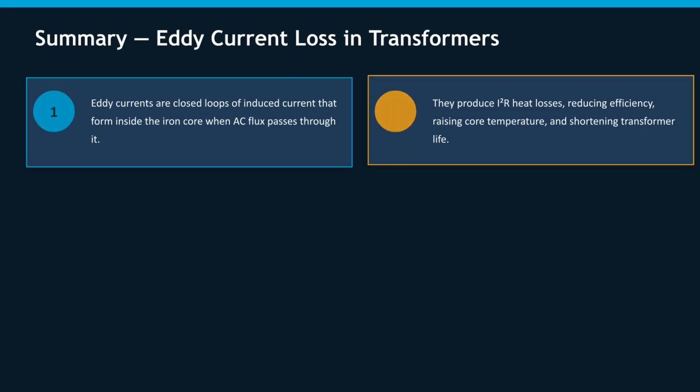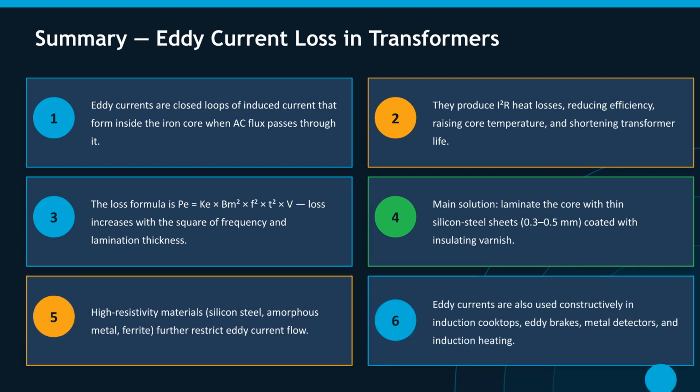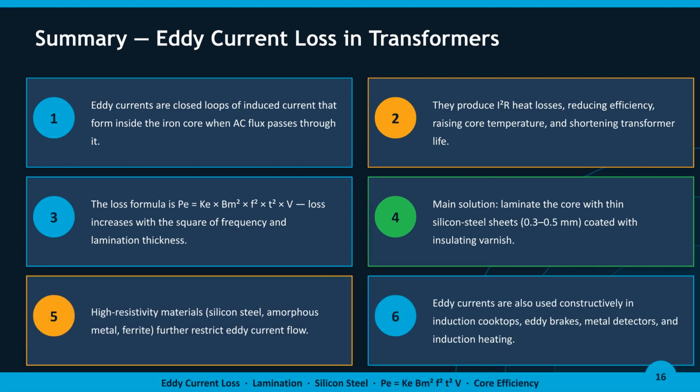To conclude, eddy currents are induced currents that generate heat and reduce efficiency. The main solution is core lamination using thin silicon steel. While detrimental in transformers, eddy currents are useful in devices like induction cooktops and metal detectors.